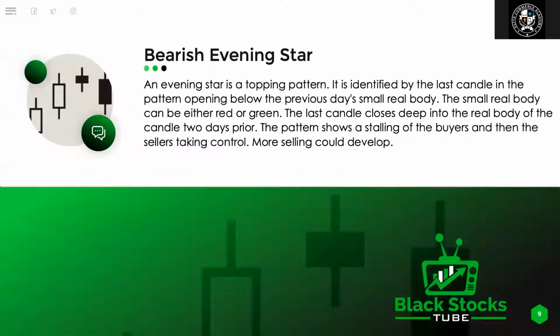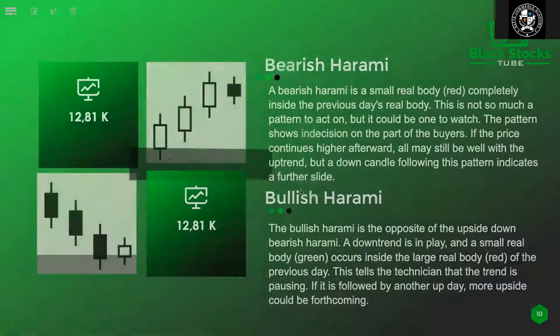Bearish evening star. All right. An evening star is a topping pattern. It is identified by the last candle in the pattern opening below the previous day's small real body. The small real body can be either red or green. The last candle closes deep into the real body of the candles 2 days prior. The pattern shows a stalling of the buyers and then the sellers taking control. More selling could develop. So evening star, all right? We're gonna pull all that stuff up for you.